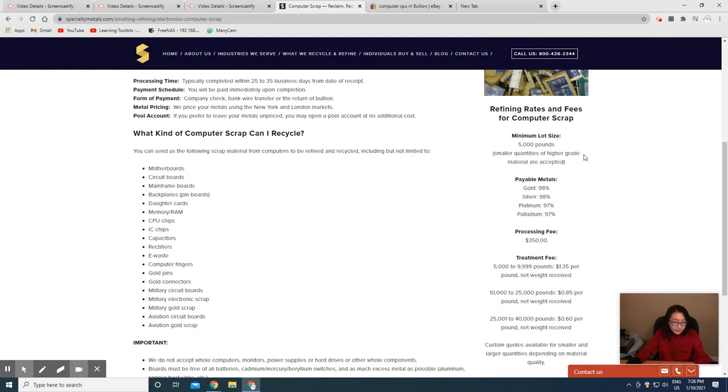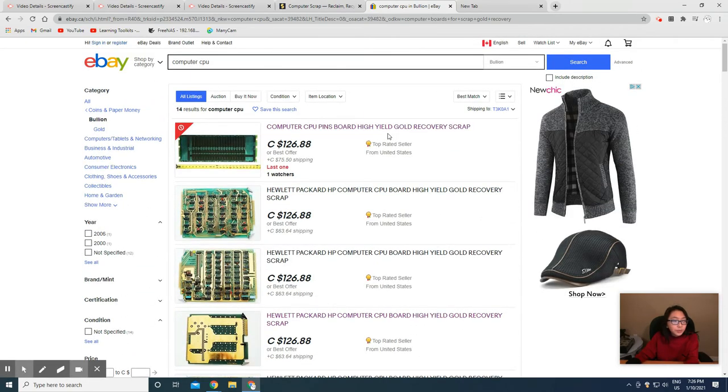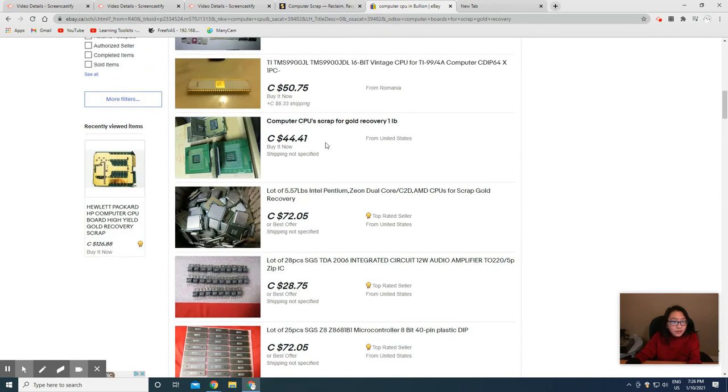The last choice is you can sell it online on Kijiji or eBay. And most people actually do that. For example, I searched for computer CPU, and I scrolled down and I saw this computer CPU scrap for $145. And I guess that's better, and you would get a little more money from it.